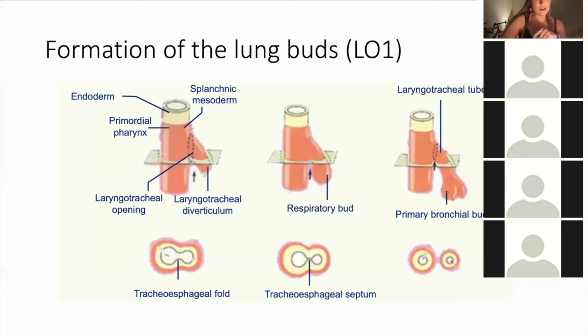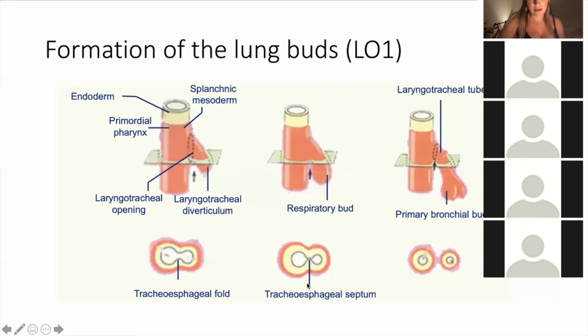This appears on the ventral wall of the primitive foregut endoderm, posterior to the primordial pharynx. Then we have further development of this diverticulum into the respiratory bud. So this is now in the very early stages of forming lung buds. As we go along, this has now properly become a laryngotracheal tube, and we've got the formation of left and right primary bronchial buds. They're forming the basis of your left and right bronchial tree at this point.